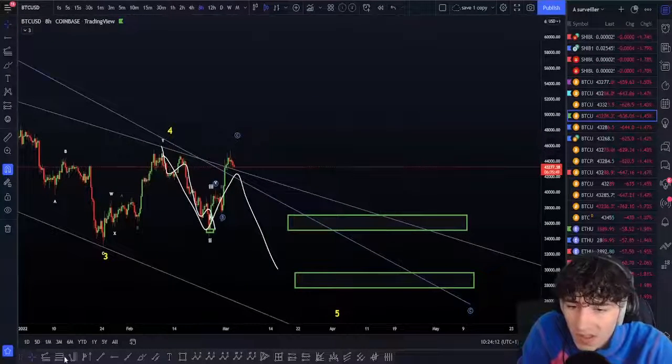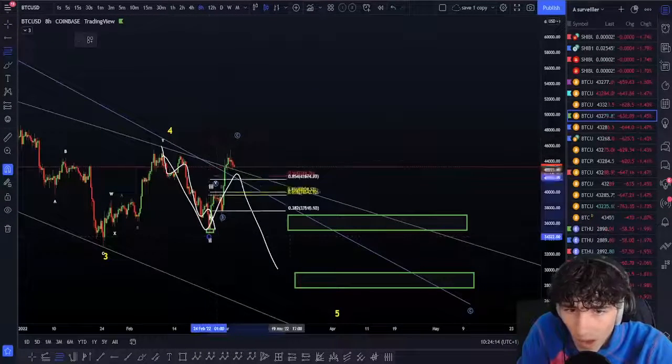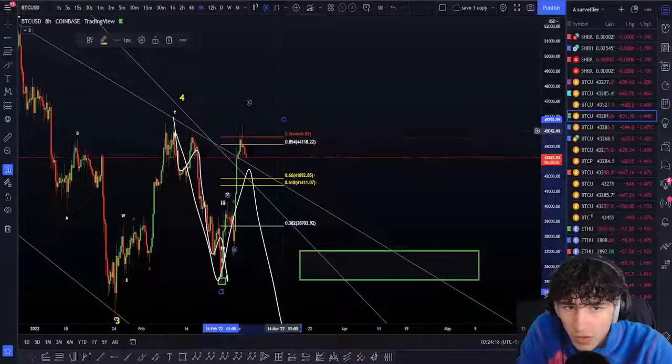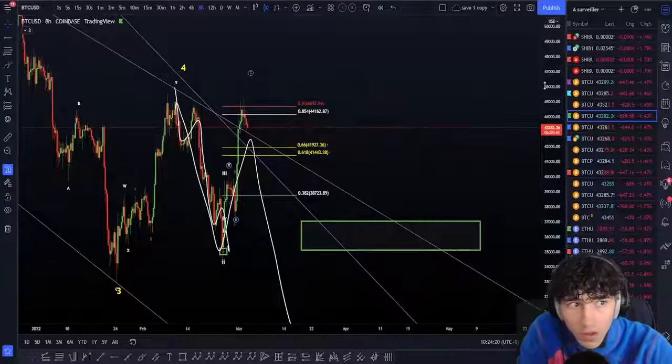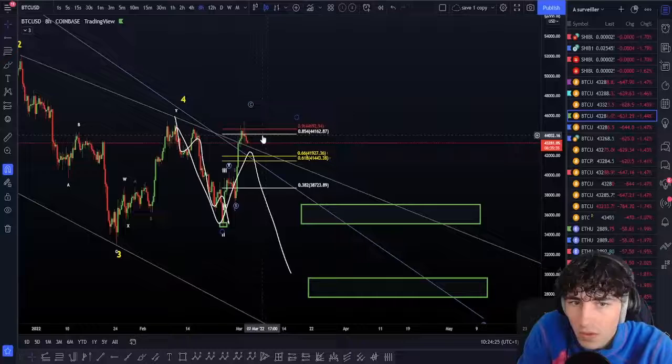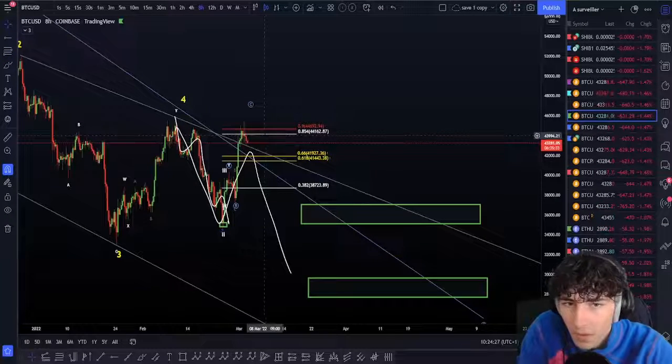Now, an ABC zigzag, to be valid, has to retrace a maximum of 85.4. We almost went to the 100% retracement. So here, to be in an ABC zigzag, this is still possible. In a very, very rare case, we do this kind of retracement. Now, normally, we have to think about something else.